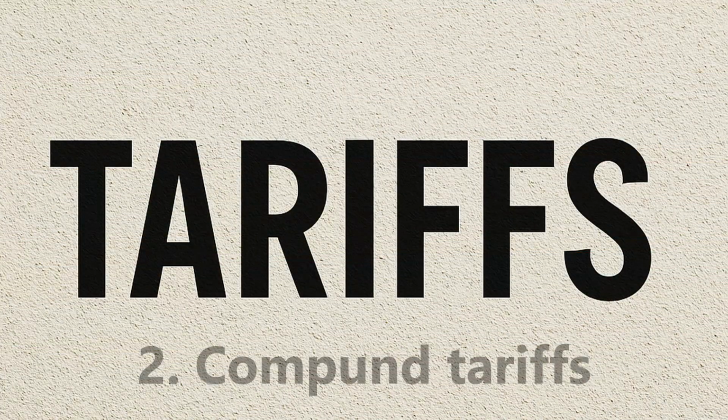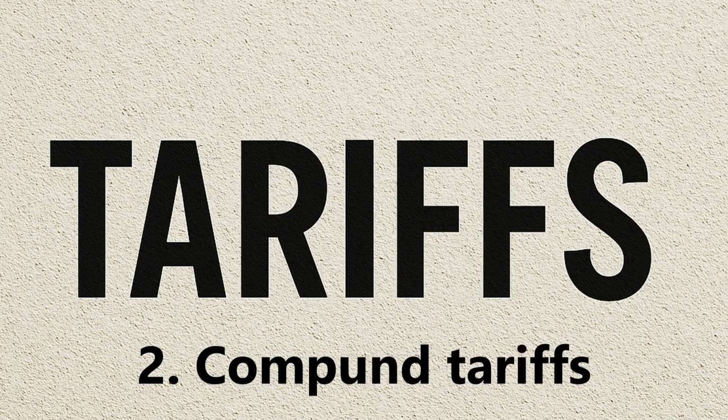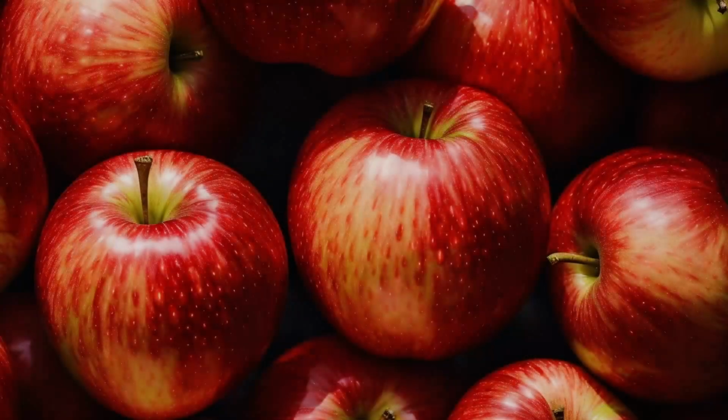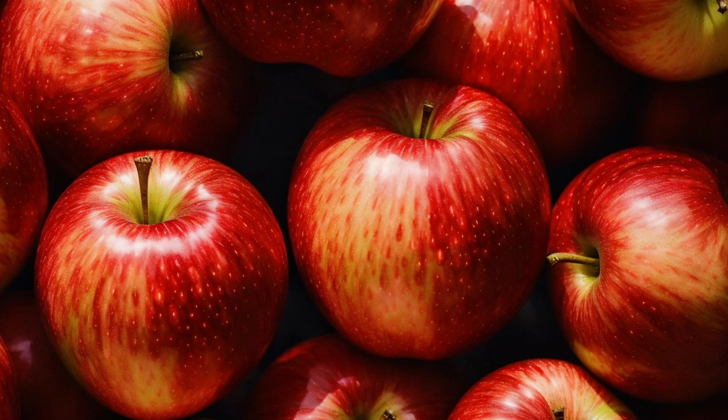2. Compound tariffs. A compound tariff depends on the imported product's unit and value. For example, if the tariff imposed on imported apples is rupees 5 per unit, a compound tariff will include this and an additional percentage on the value of the goods.